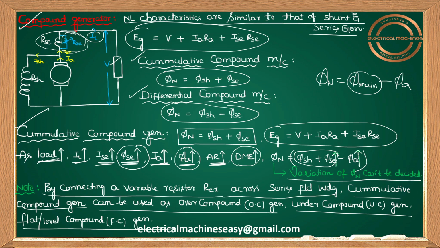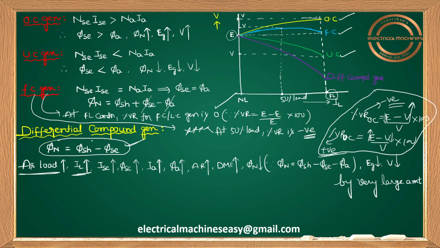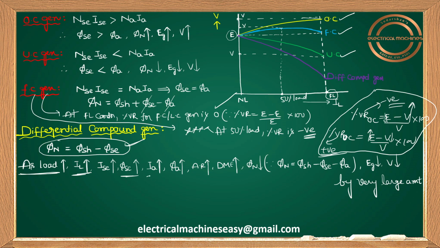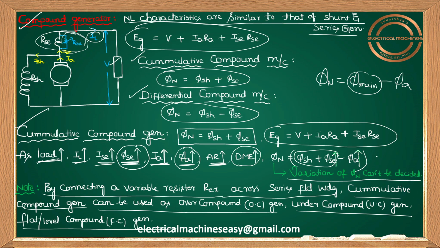Try to see this figure. This circuit should be in your mind, every time there is no need to draw. As load increases, IL increases, Is increases, so series flux also increases. Right? Yes, series flux increases. And as the load increases, the current coming from the generator, that is armature current, also increases. Yes, Ia increases, armature flux increases, armature reaction increases, the demagnetizing effect increases.